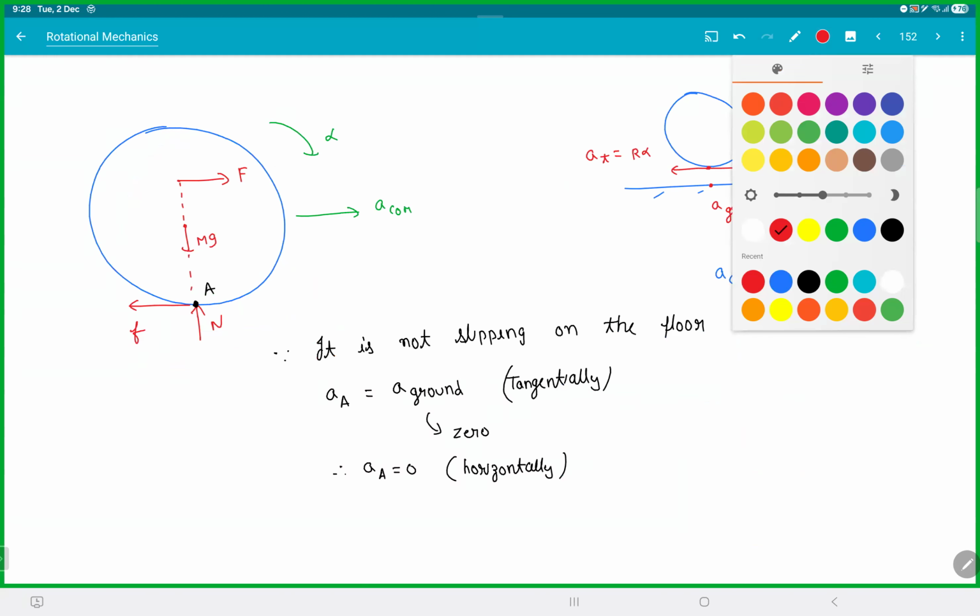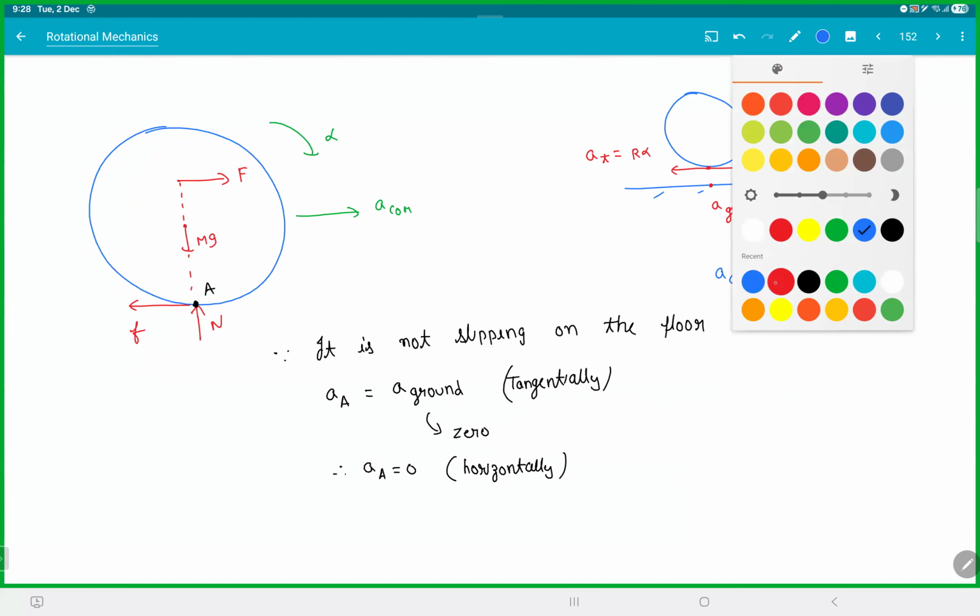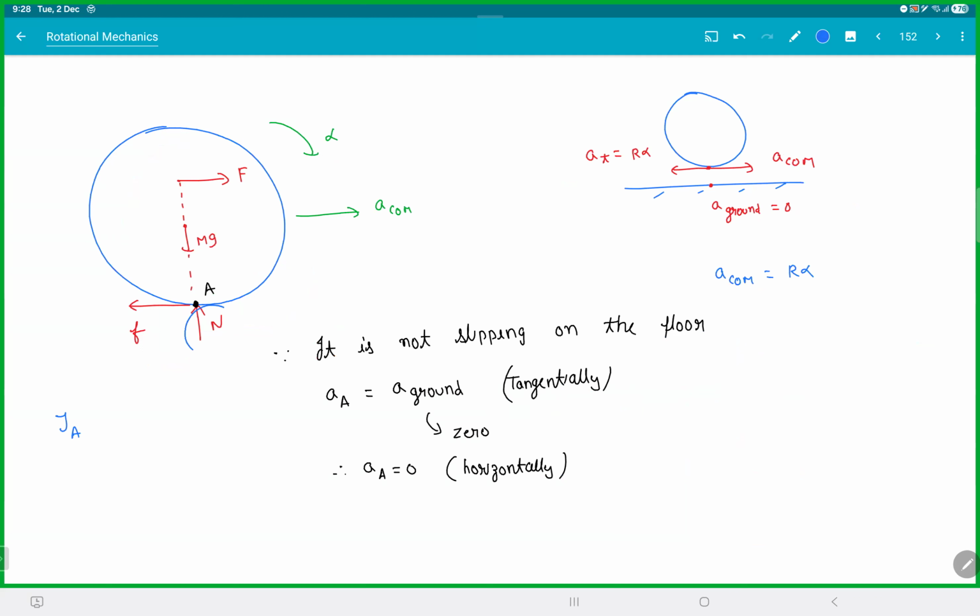So now coming back to the question, if you see horizontally, there is no acceleration. A is a very nice point. So if you take torque about point A, torque due to N is 0, torque due to F is 0, torque due to mg is 0. 3 torques are gone in one step. Remember, this total distance will be r plus h. That will be simply F into r plus h. And be careful, if you're taking torque about A, then you also should take moment of inertia about A. That will be F into r plus h.